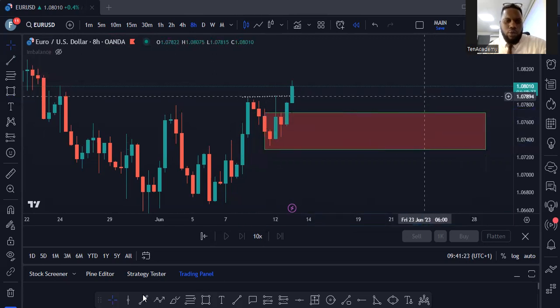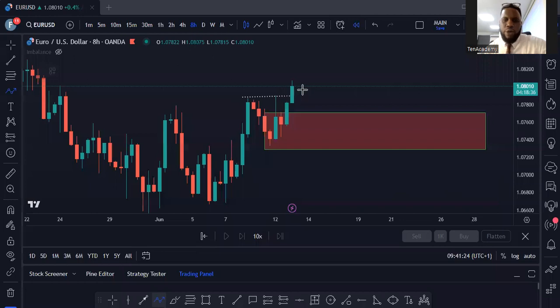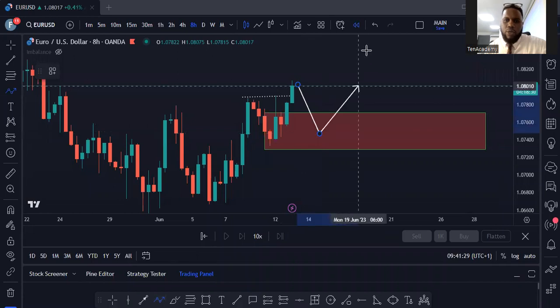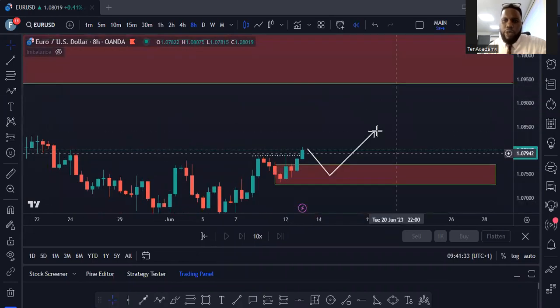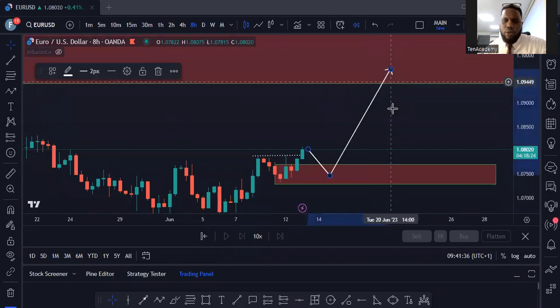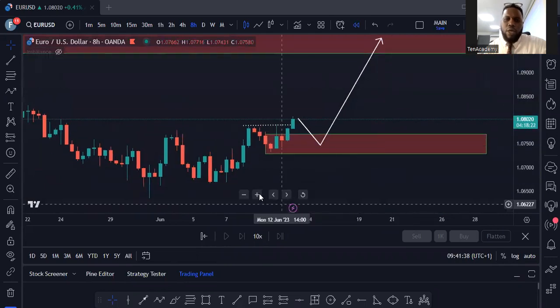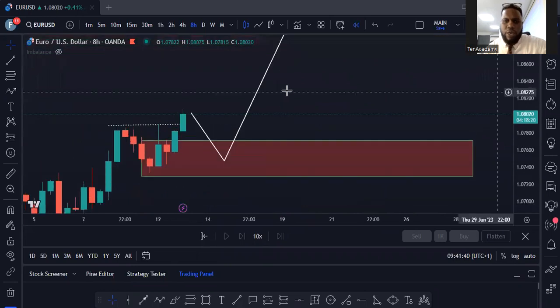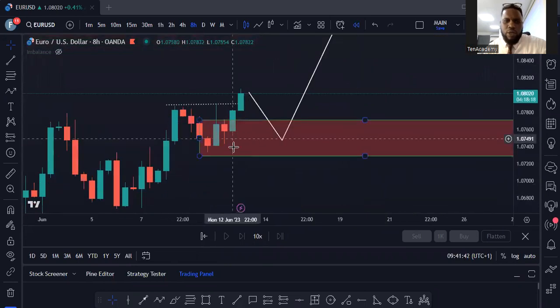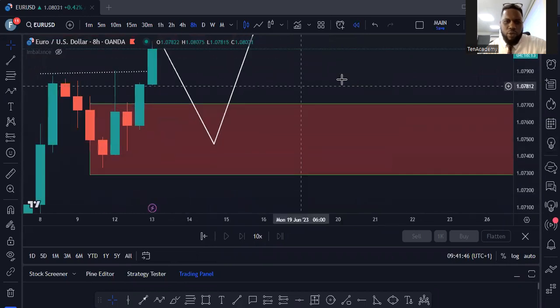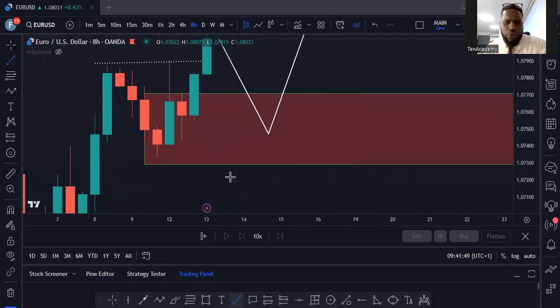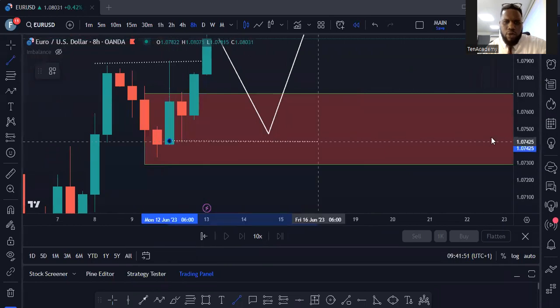So on Euro USD, the best setup to enter right now is to wait for a retracement into this demand, and then you buy from there. And then where are you buying into? You are buying into this particular weekly supply. And if you're going to buy inside this particular demand, I want to recommend that your entry should be below this zone here, somewhere below here.